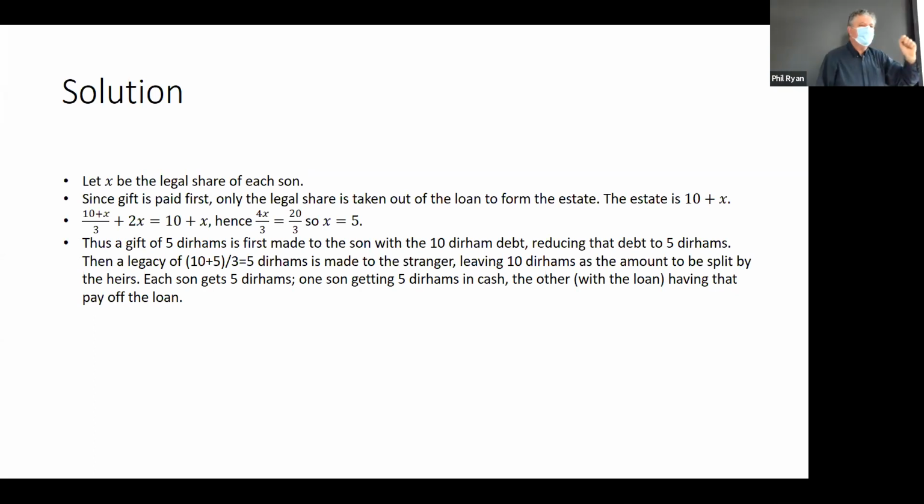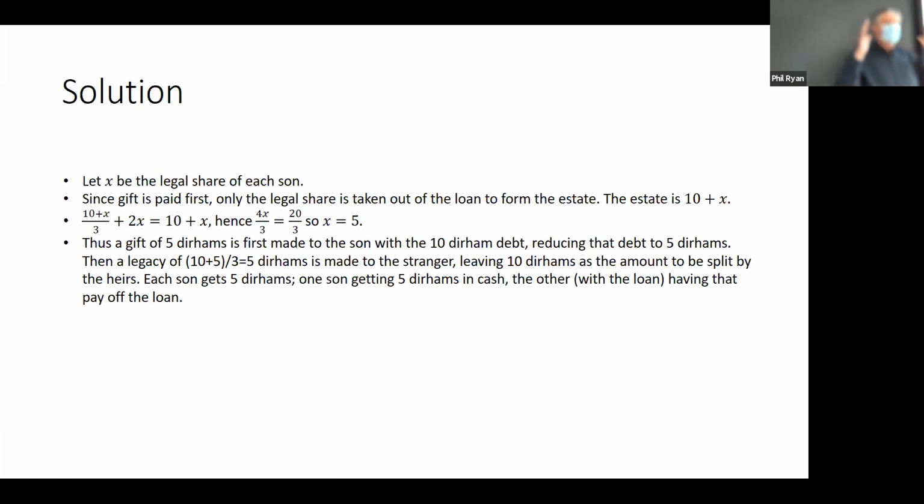So what happens first is there's a gift made of 5 dirhams to the son who has the debt. And that's just basically writing off that loan. And so now he owes 5 dirhams. And so that makes the estate 15 dirhams. The 10 dirhams of cash plus the 5 dirhams that he owes. The stranger gets a third of that, so he gets 5 dirhams.